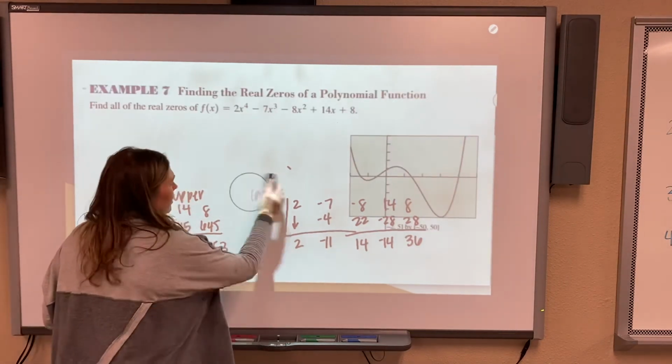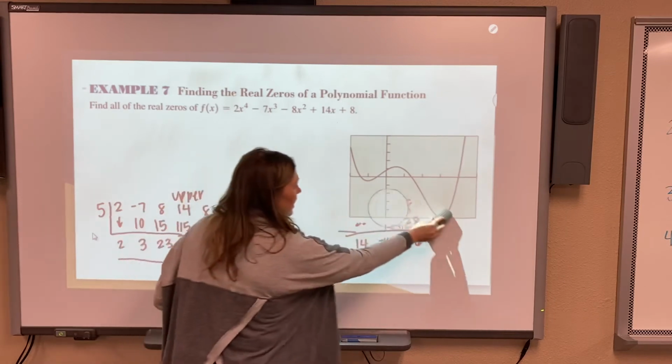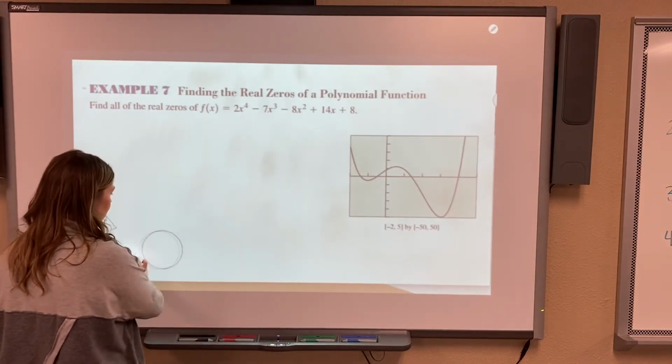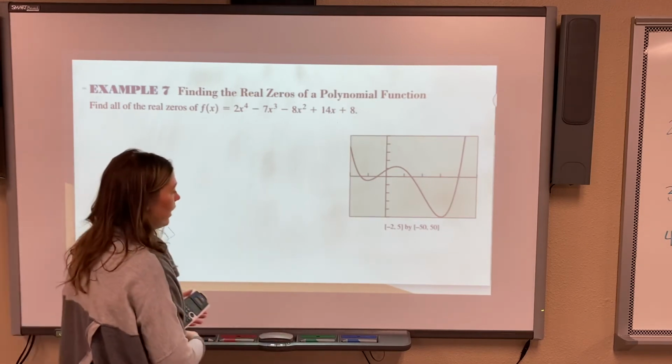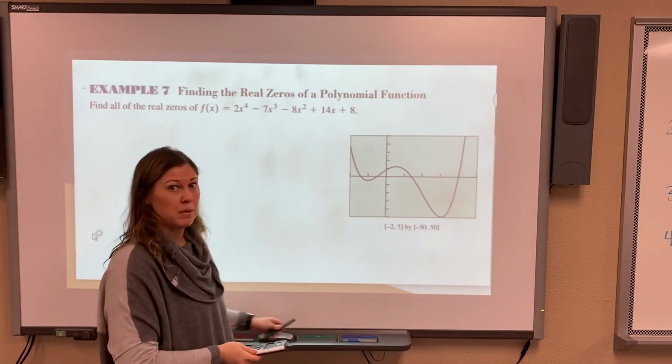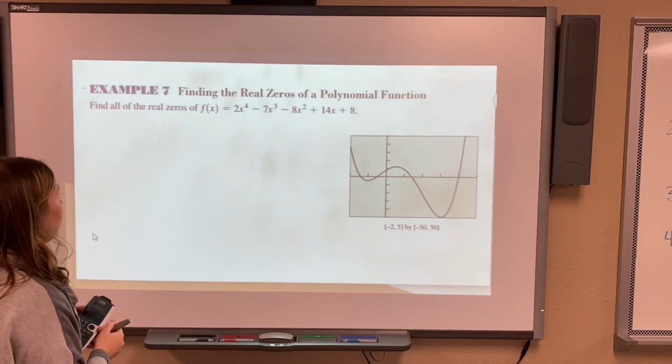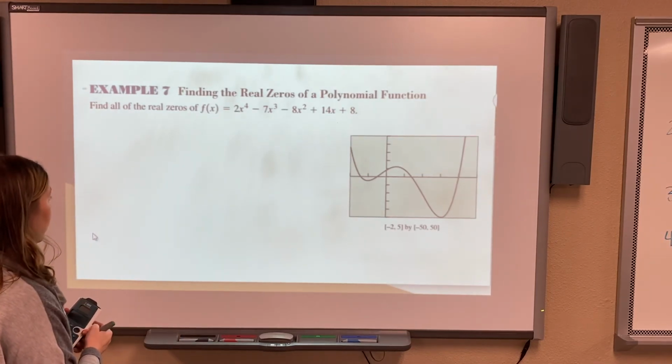Or bound the maximums and your minimums, not zeros. They can't be maximum or your zeros because they didn't have a remainder of 0, okay? So those are just like your maximum and minimum values for your range, okay? So here, lastly, finding the real zeros of the polynomial function.